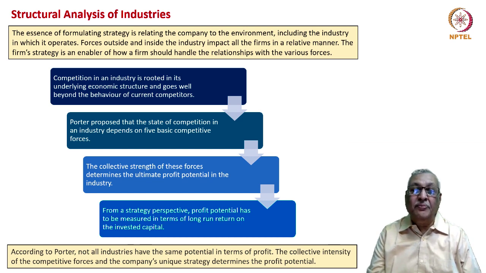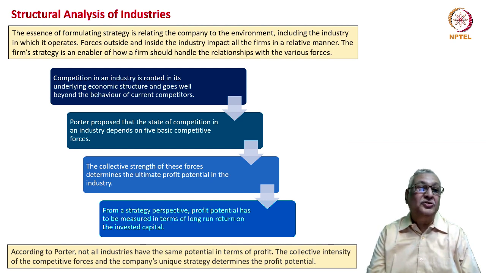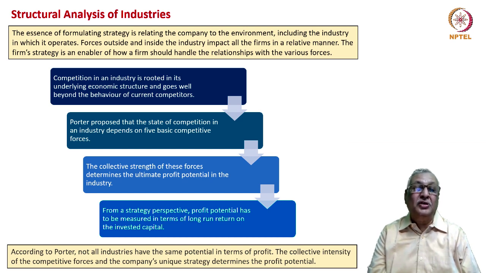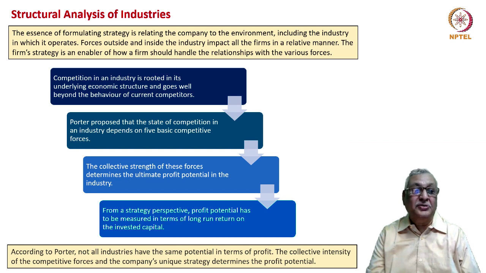Similarly, when a company wants to compete with another company and excel over another company, the real motive should be to offer better products and services to the customers. So that's where the perspective of competitive strategy must really ring a bell when we talk about strategy. The essence of formulating strategy is relating the company to the environment, including the industry in which it operates. We have seen in the previous lecture that there are factors outside the control of the company and factors that are internal to the company, and these have to be amalgamated in the development of strategy.